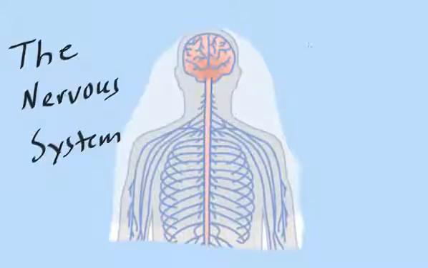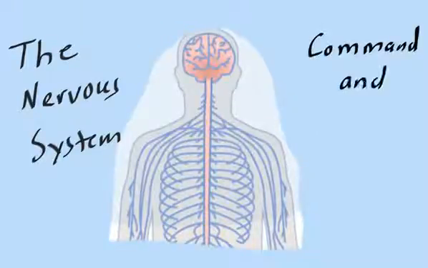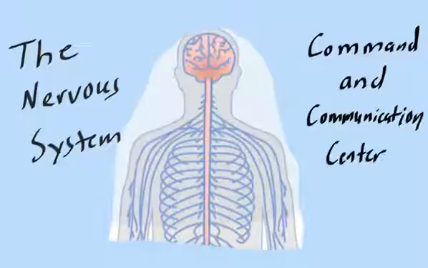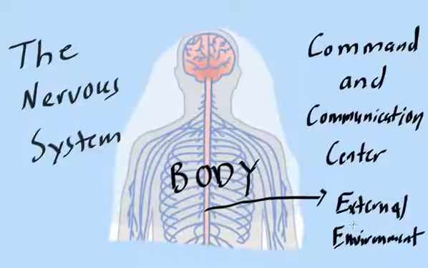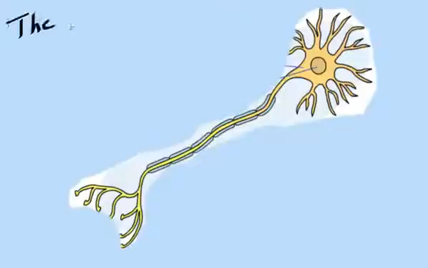The nervous system is the command and communication center of our body. It regulates and coordinates activities of our body by detecting what is going on inside of our body and our external environment. It then enables us to respond. In other words, the nervous system controls everything our body does. Let's break down the biology.